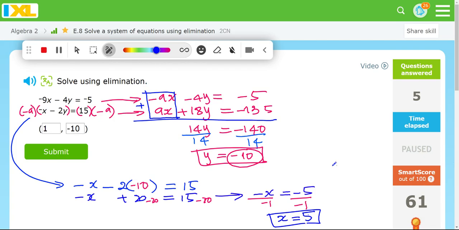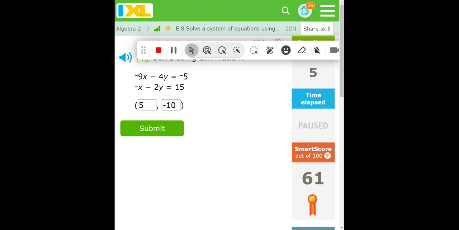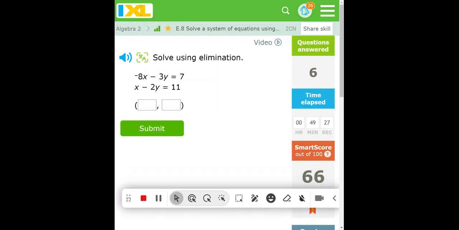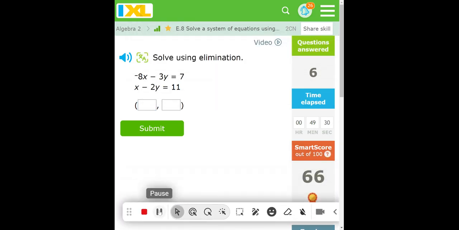Here we go. So I go over here. I change this to number 5. Okay. So go get my calculator again over here. So x equals number 5. All right, so I'm correct. Now negative x subtract 2y. All right. So x equals number 5, y equals negative 10. So I'm correct. All right. Submit. Voila. All right. Resume.